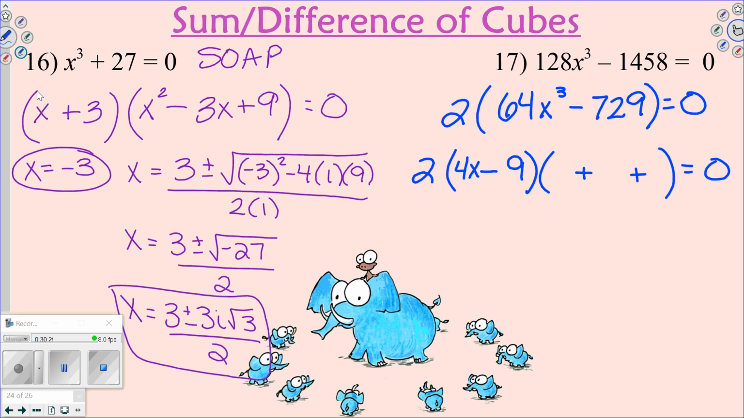What is 4x squared? Multiply 4x times 9. 36x. Again, I don't care about signs because I filled them in first. And then 9 squared. 81. Oh, that's a lovely big number in there. Will that factor?